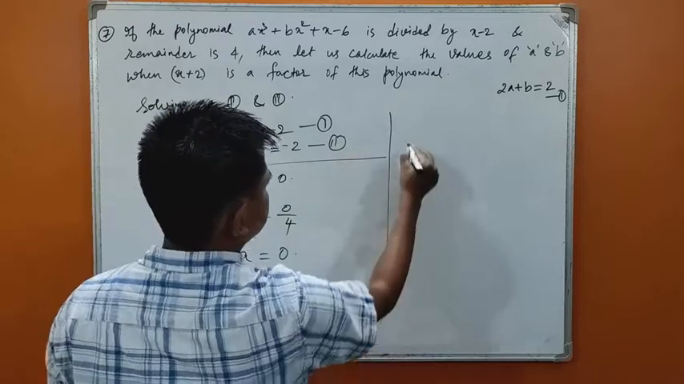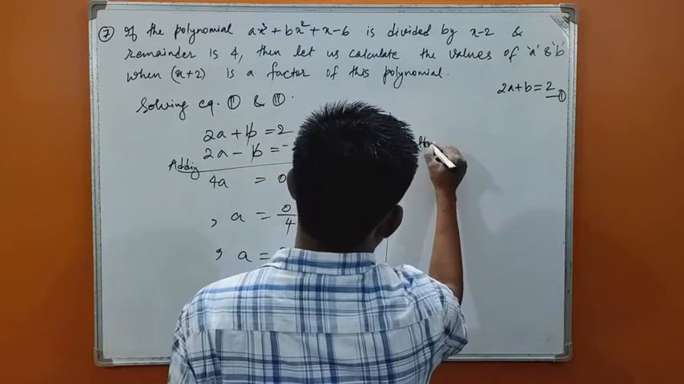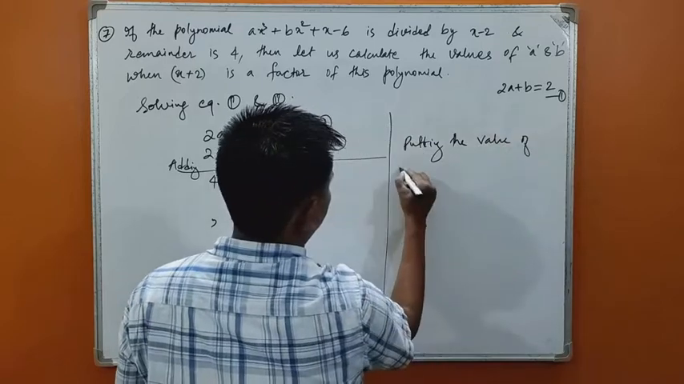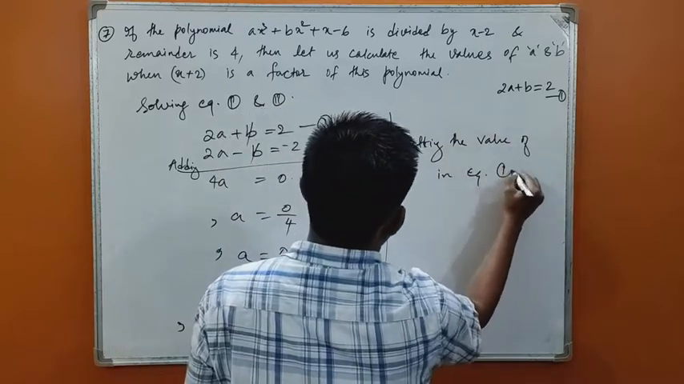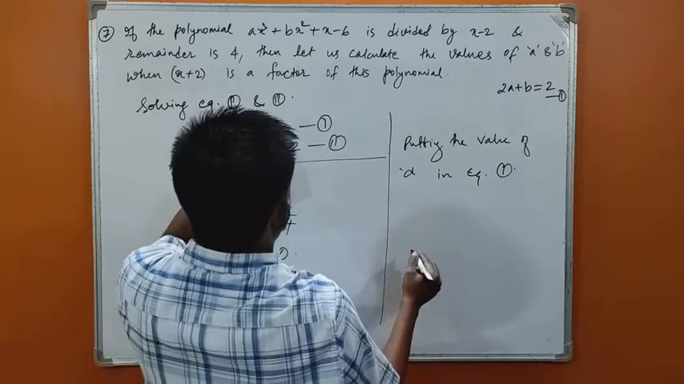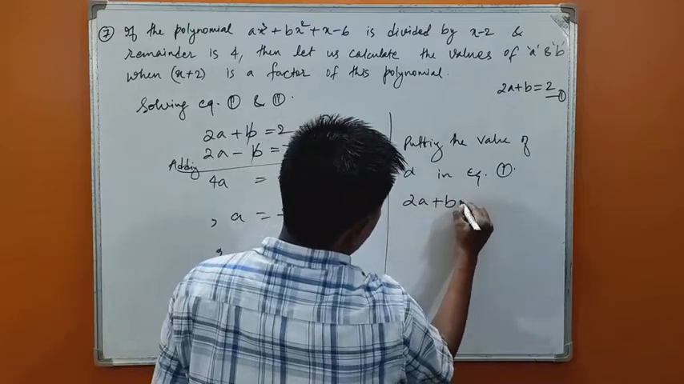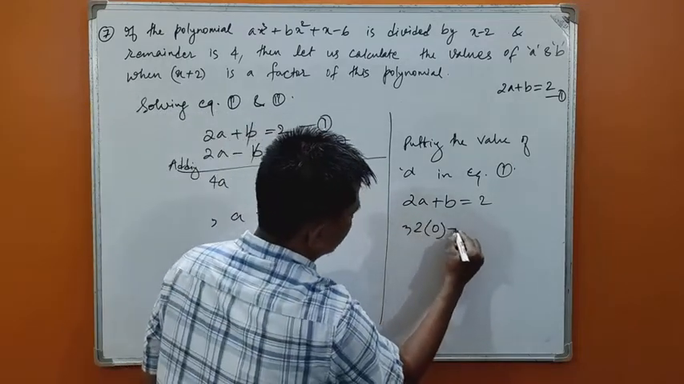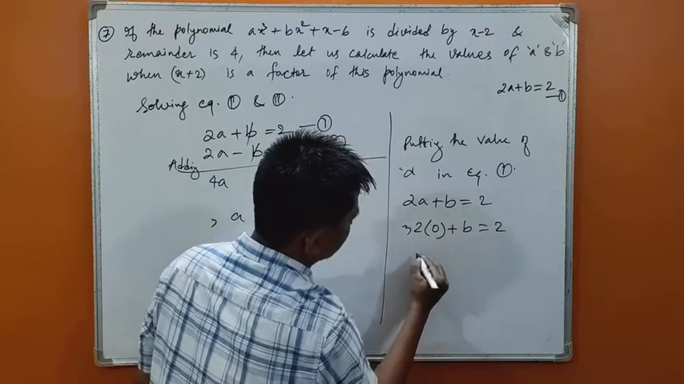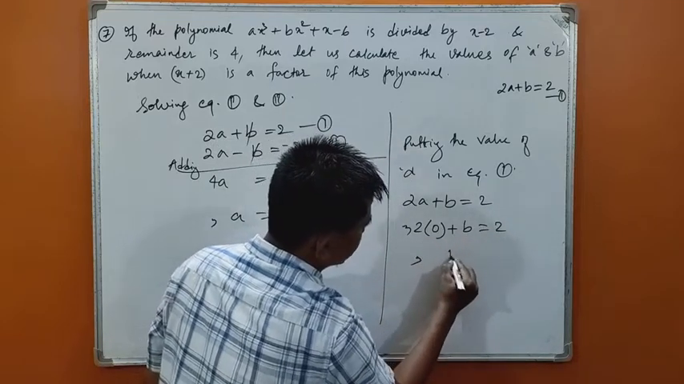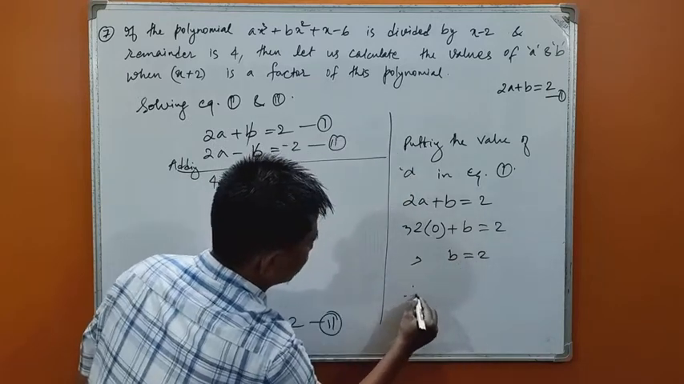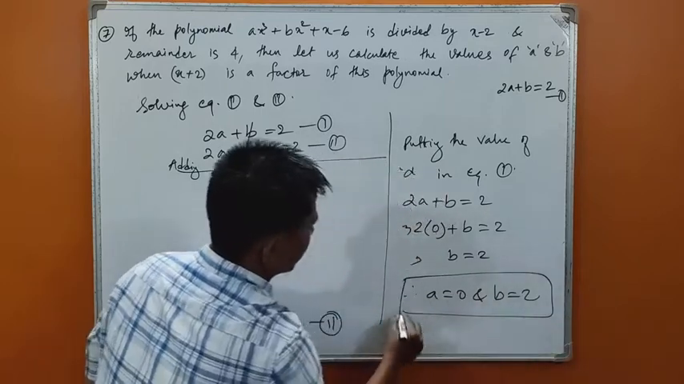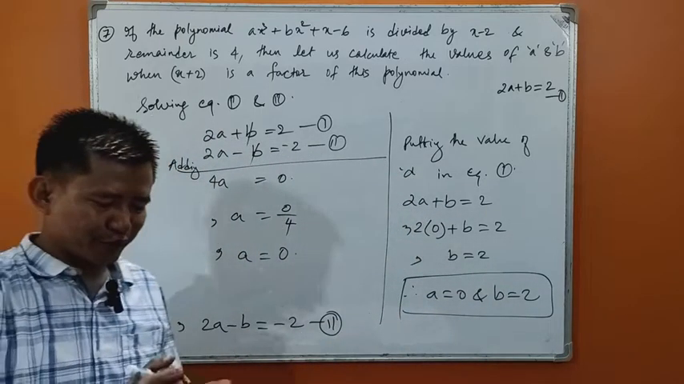Putting the value of a in equation 1, we have 2a plus b equal to 2, or a is 0, so 2 into 0 plus b equal to 2, or 2 into 0 is 0, 0 plus b is b equal to 2. Therefore a equal to 0 and b equal to 2. The values of a and b are a equal to 0 and b equal to 2. I hope you got this.